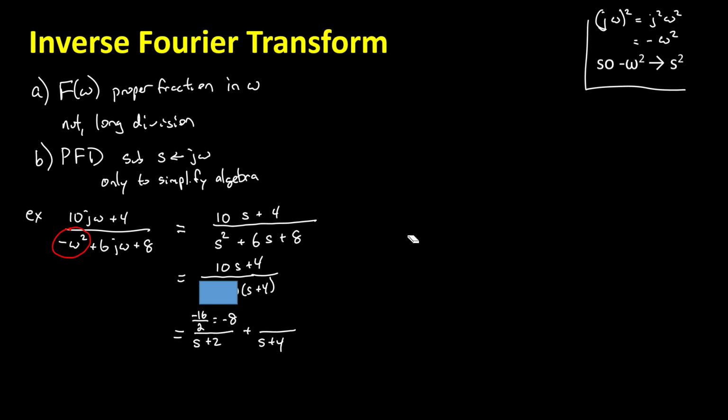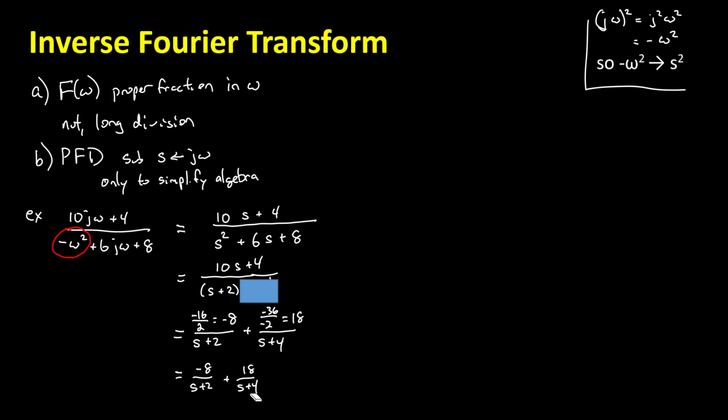Here, we'll cover up the s plus 4 denominator part. And so now substituting in the root of s plus 4, which is negative 4, we get negative 40 plus 4, so that's negative 36, over negative 4 plus 2, which is negative 2, so that's 18. So now we have negative 8 over s plus 2 plus 18 over s plus 4.